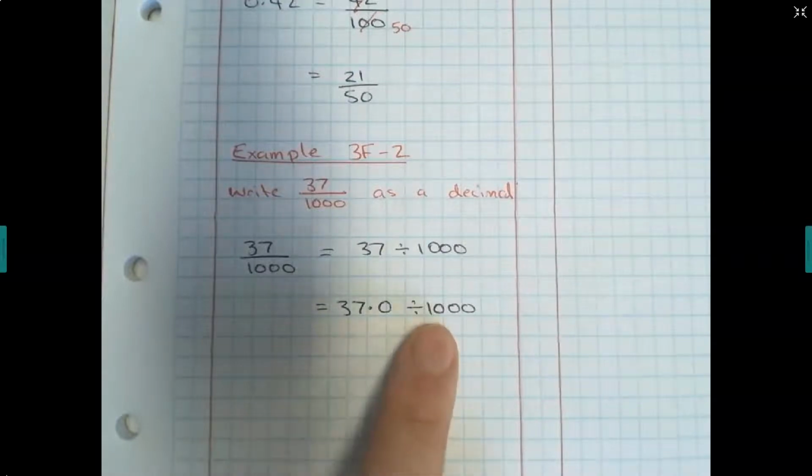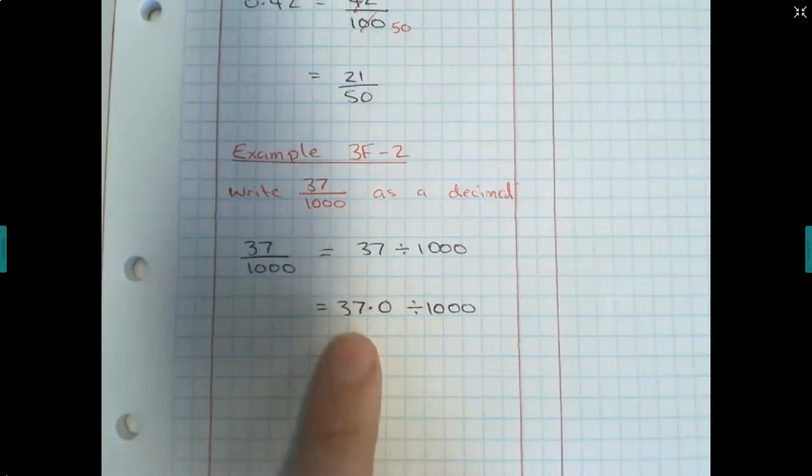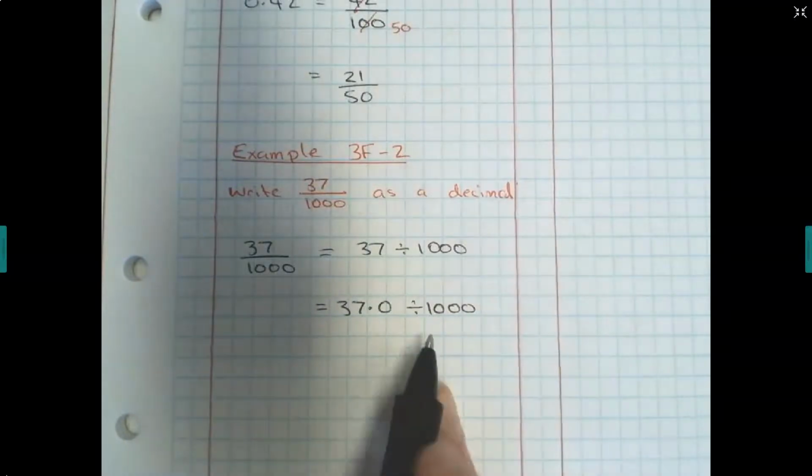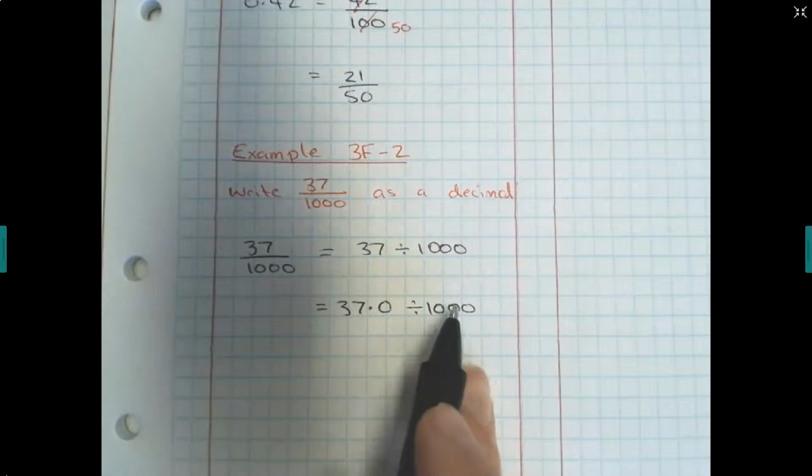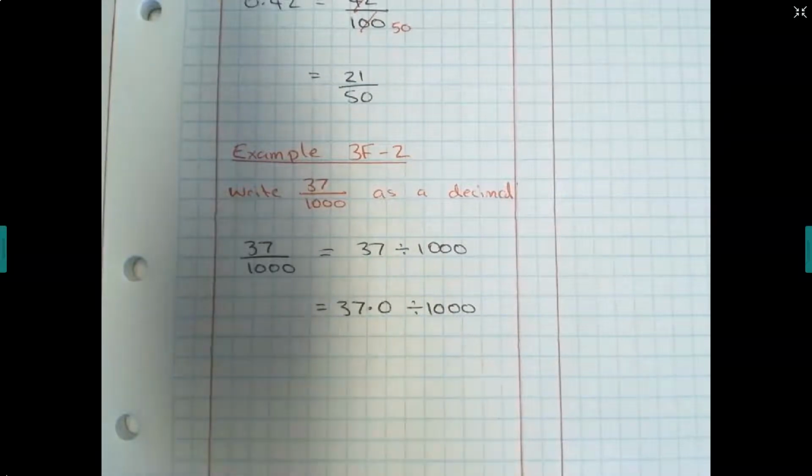Okay, now a trick that we can use, since I'm dividing by 1,000, I can move my decimal place. Now if I'm dividing, is 37 going to get bigger or smaller? Smaller. So would I be moving my decimal place to the left or to the right? To the left. If I move it to the right, the number's going to get bigger. It'd be multiplying. So since I'm dividing by 1,000, I'm going to move it 3 decimal places to the left.